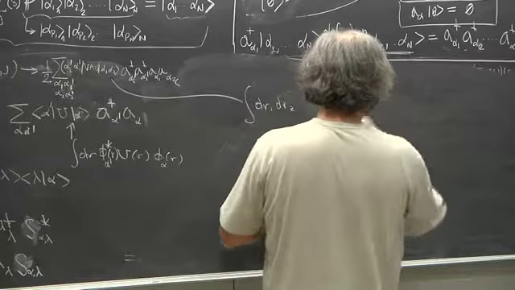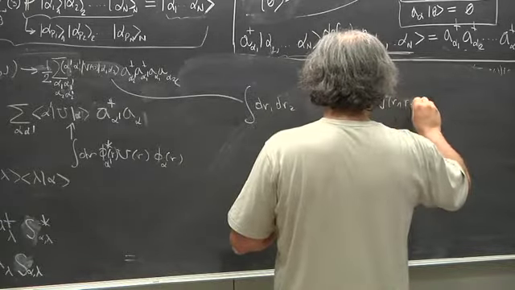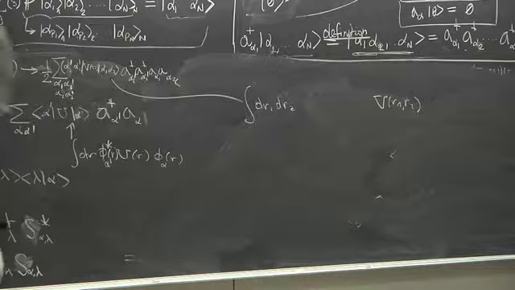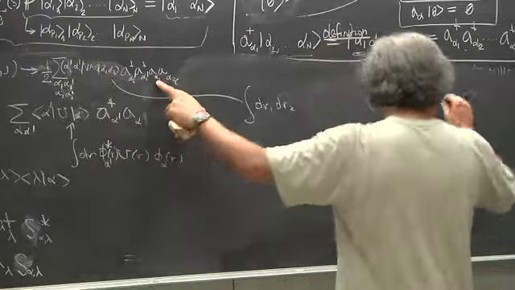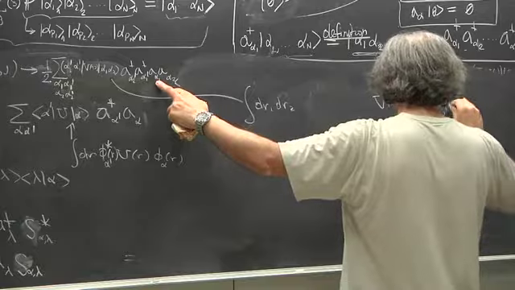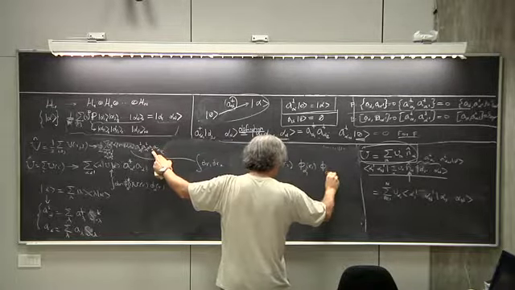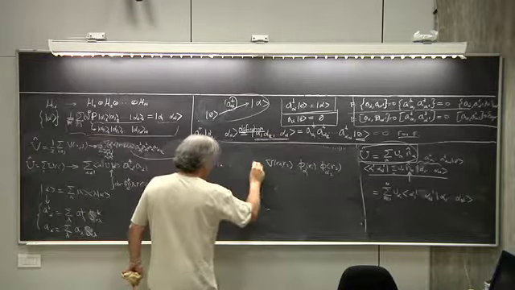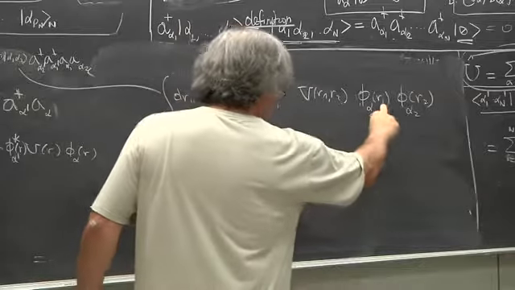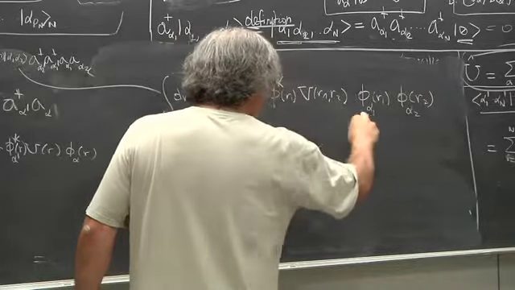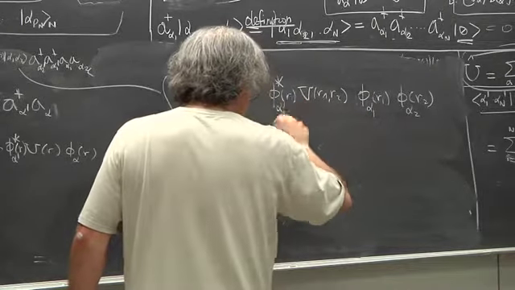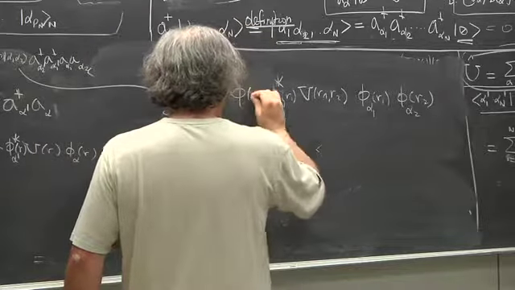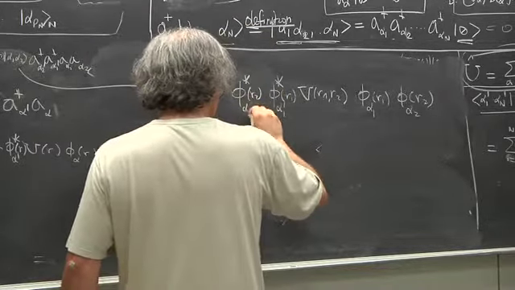Sorry, let me make more space. v of r1, r2, for instance, e squared over r1 minus r2. Then I have phi alpha 1 of r1, phi alpha 2 of r2. Okay? And then I have, on the left here, the same r1 carries the label alpha 1 prime. Okay? And r2 carries the label alpha 2 prime.